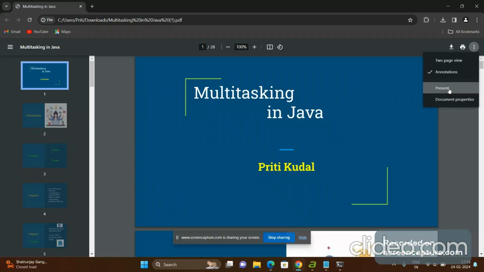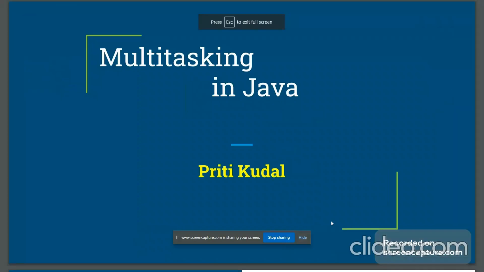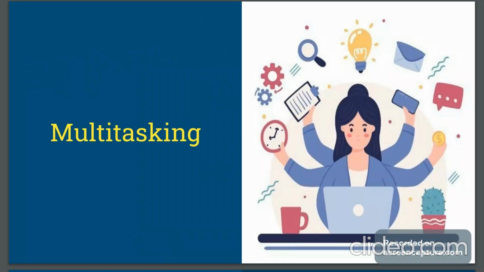Hello everyone. Today we will talk about multitasking in Java. Generally, we always talk about multiple tasks performing at the same time. That is known as multitasking.